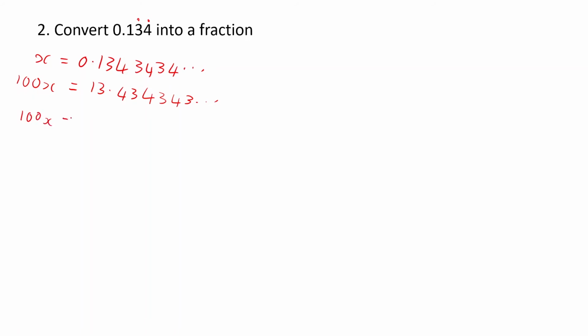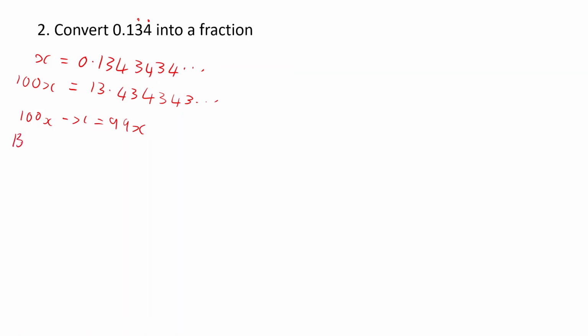Next, let's convert 0.134 recurring into fraction form. Pause the video if you want to try it out yourself. Okay, so let's put x as 0.1343434 recurring. Now, as we have two recurring numbers, we have to multiply x by 100. 100x is going to be 13.4343434 and so on. Now, 100x minus x gives us 99x.